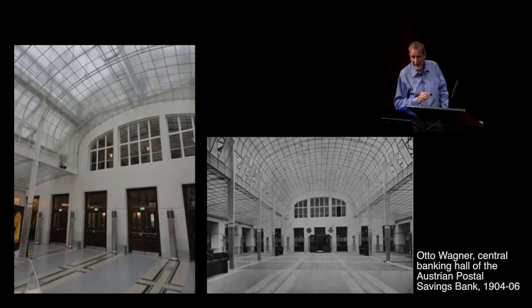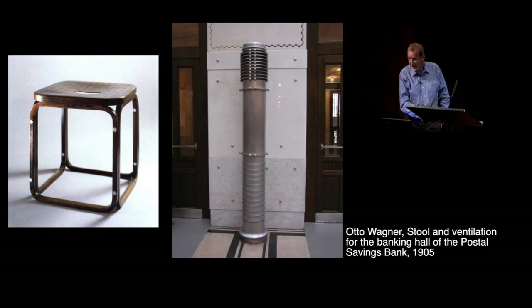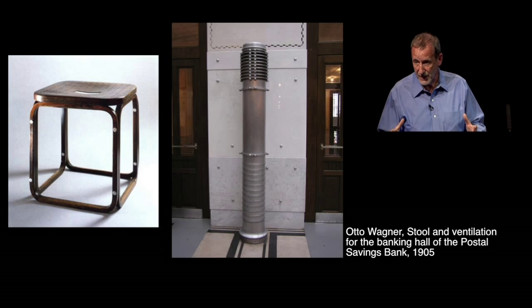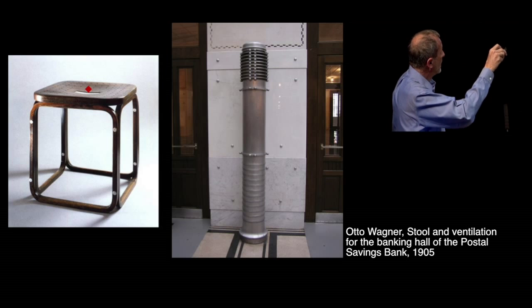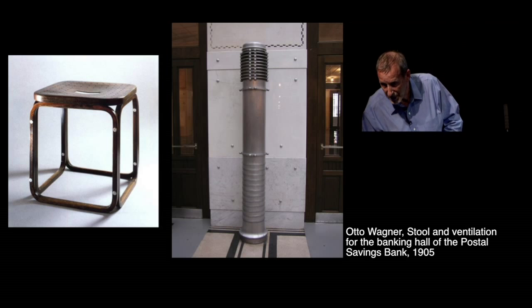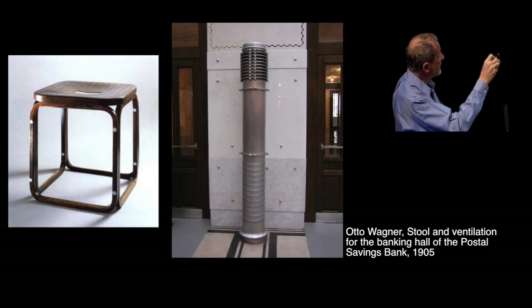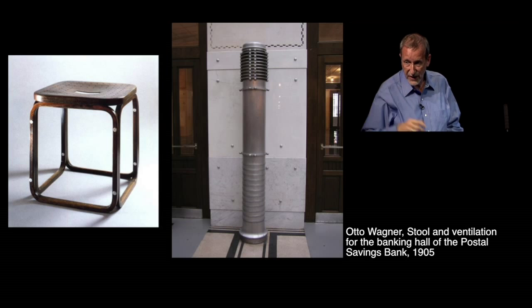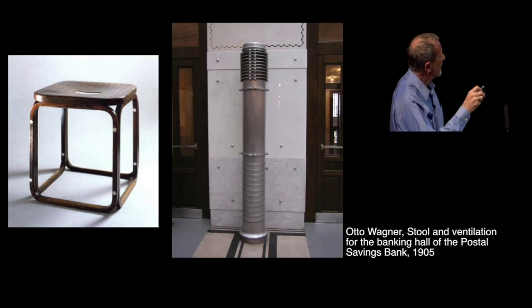Just two more details. This is the ventilation system in the banking hall, or a piece of furniture he designs for the banking hall. It's a stool made out of bent wood, and it's really stripped down to the most basic. These are five bent wood frames screwed together. The seat, this is Sperrholz, is plywood. The only decoration is this slit in the middle so that you can lift it, and then the holes, I don't know, maybe ventilation. And that's where the bent wood frames are screwed together.